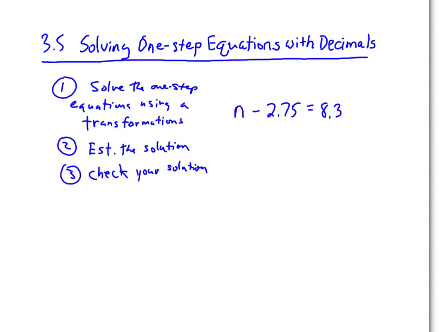Okay, so the last lesson in this mini-unit is on solving one-step equations with decimals. This would be an example of an equation where we're going to use one transformation to solve, and obviously it has decimals. So we'll use a transformation. We're going to estimate a solution. Actually, we're going to do that first, and then we're going to check our solution as always. So this would just be an example, and we'll do that problem on the next page.